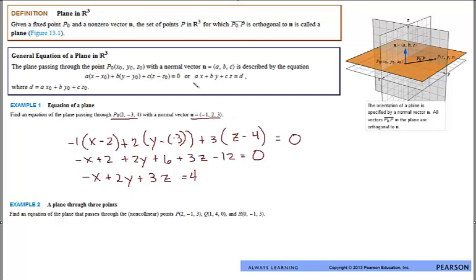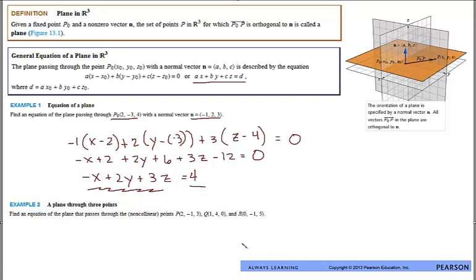And my general equation is right here, where we say that these values here, the A, B, and C, are the orientation of the plane, and the D point right there is what we are going to call the location of the plane.